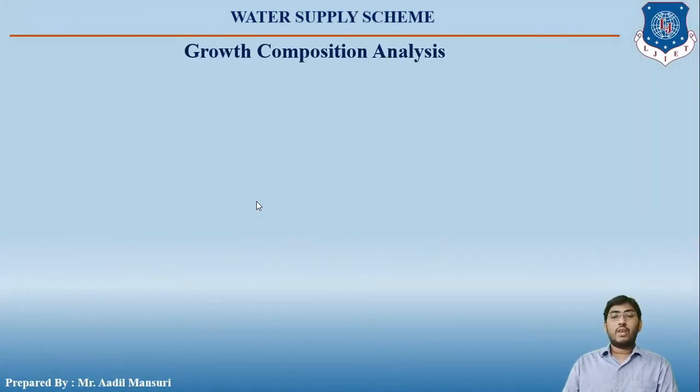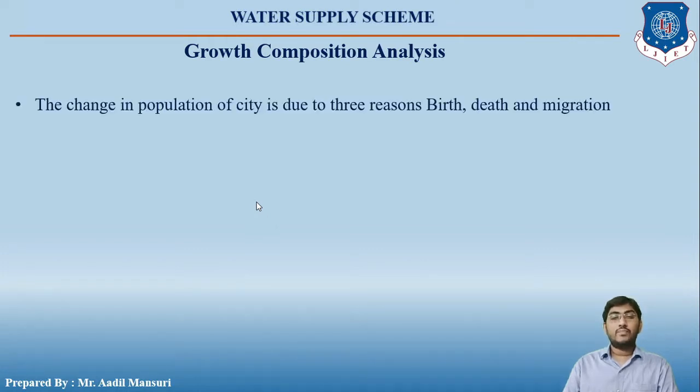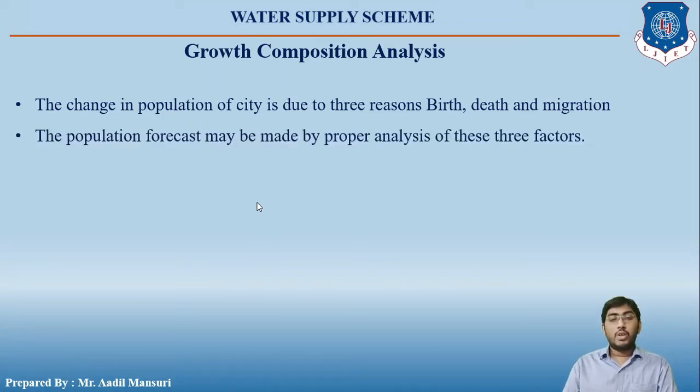So let us now have a look at another method, that is growth composition analysis. The change in population of a city is usually due to three reasons, right? That is birth rate, death rate, or migration. So the population forecasting may be done by proper analysis of these three factors.